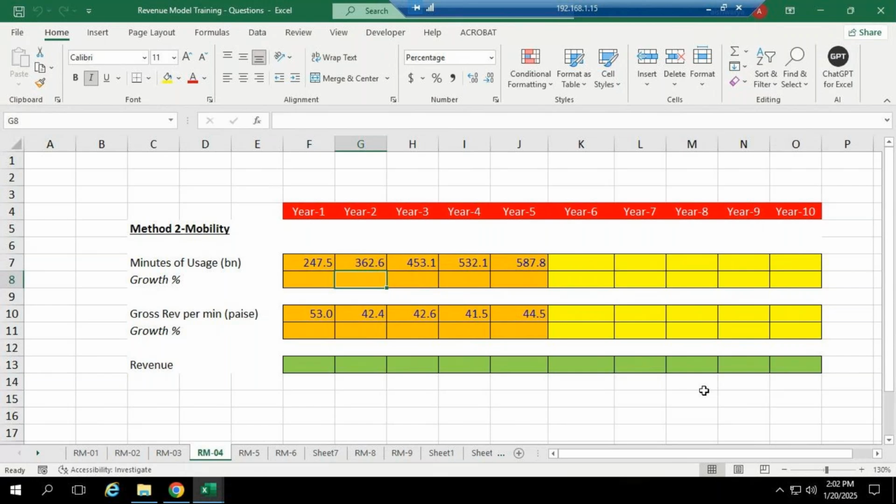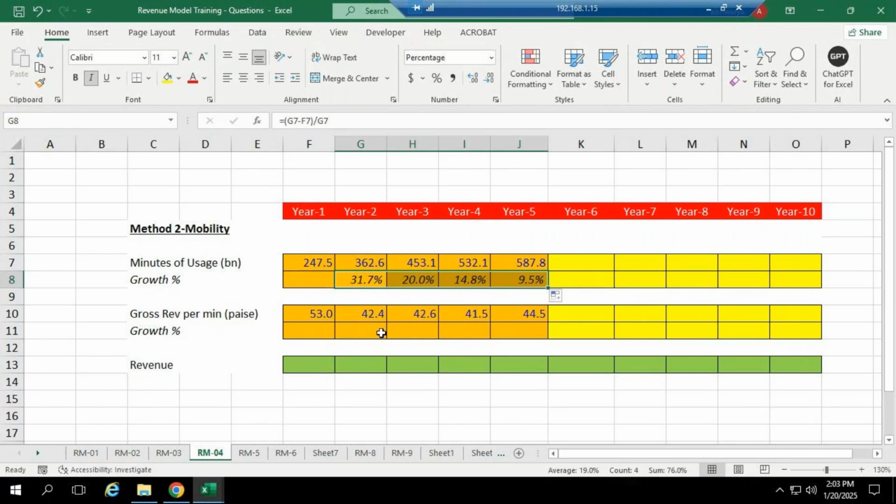Year on year growth percentage. Current year minus previous year, divided by current year. Correct, very good. So equals, open the bracket, current year minus previous year, close the bracket, divided by current year. Now we'll be getting the answer as 31.7%, and in the same way we have to drag it over here.